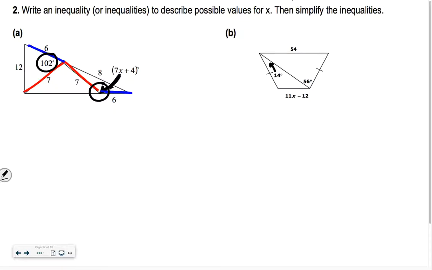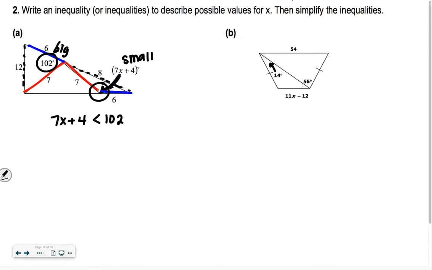What do you think, Cam? 7x plus 4 is greater than 102. Yeah, 7x plus 4, since it's across from the bigger number, well, it's across from the smaller number, right? So 7x plus 4 has to be smaller than 102. So it has to be like that. Because the side length that's across from it, we have 8 versus 12, right? So 8 is smaller. So this one's going to be the small one, and this one will be the big one.